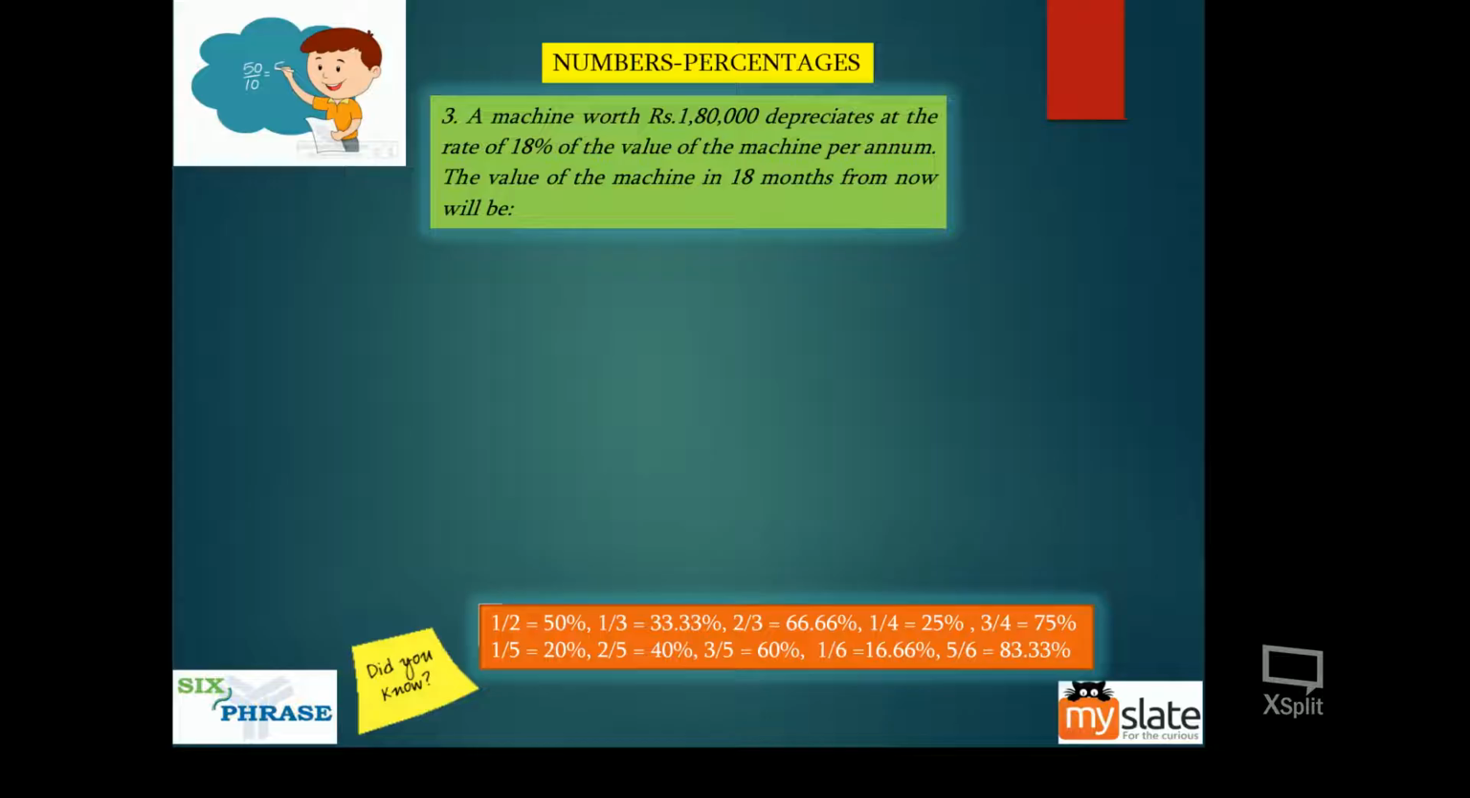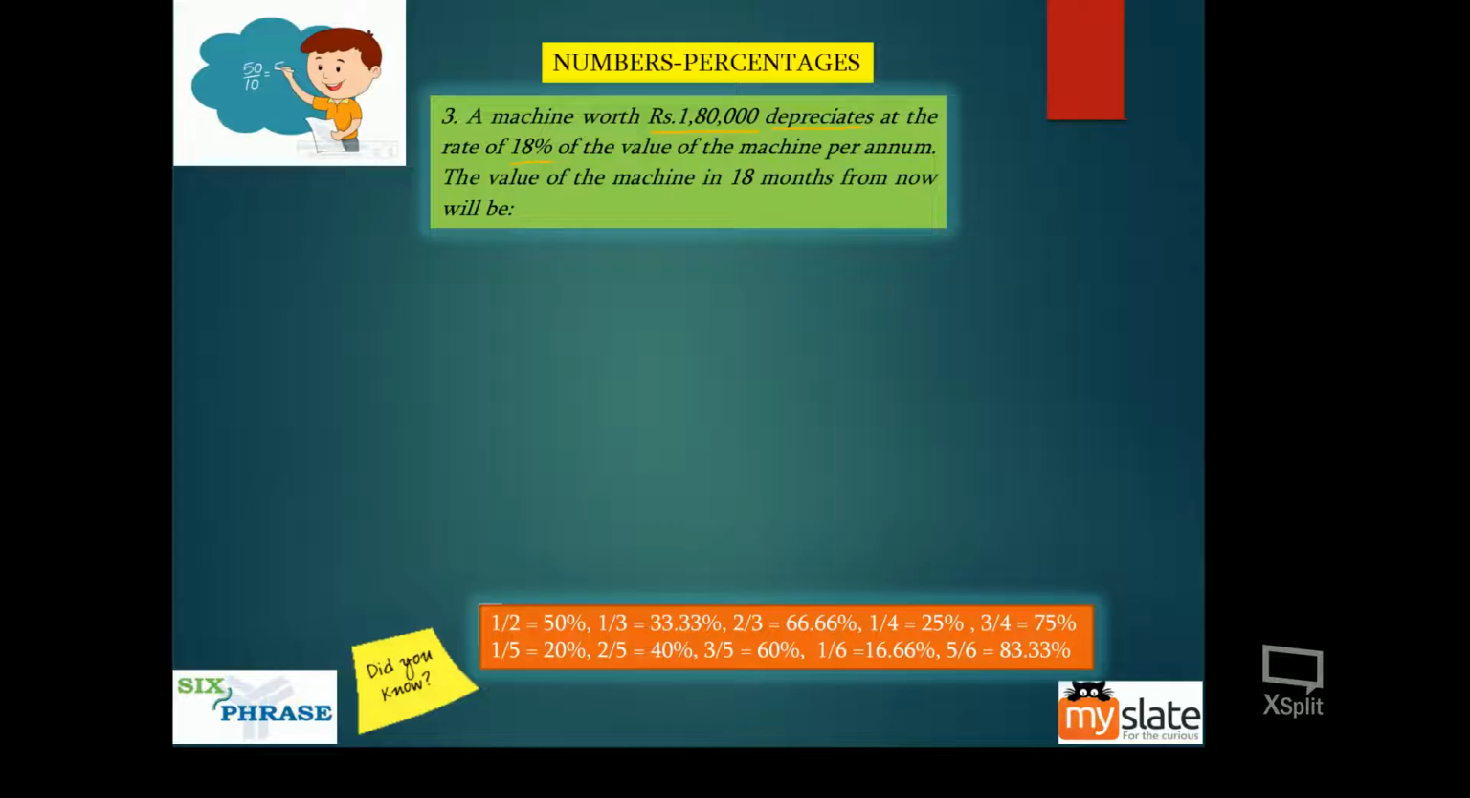See, look at what this says. The first thing you have to understand is the worth of the machine, or the value of the machine right now, is 1,80,000. It depreciates. Depreciate means it is the opposite of increasing, which is decreasing. So depreciates tells you that the machine's value is decreasing. Now, at what rate is it decreasing? It is decreasing at the rate of 18% of the value of the machine per annum. You take 18% of this, so in 1 year, it reduces by that amount.